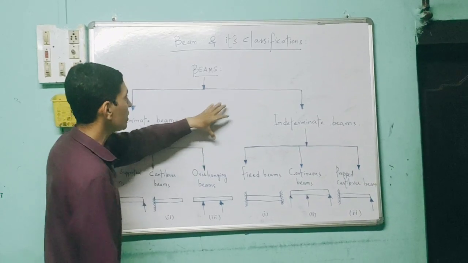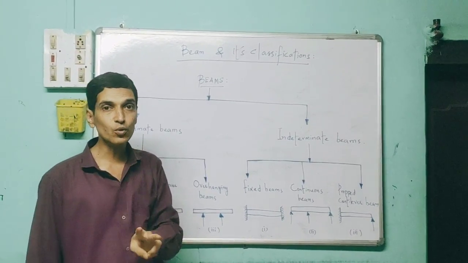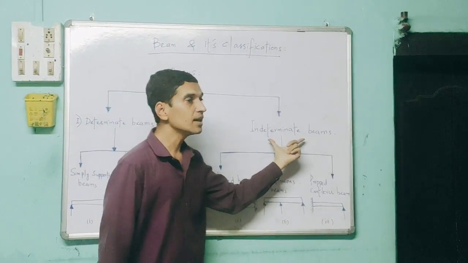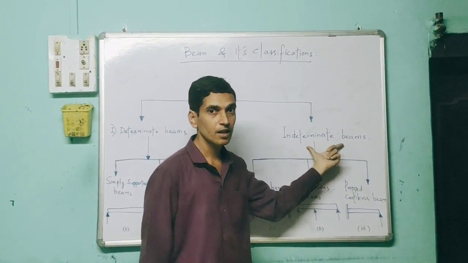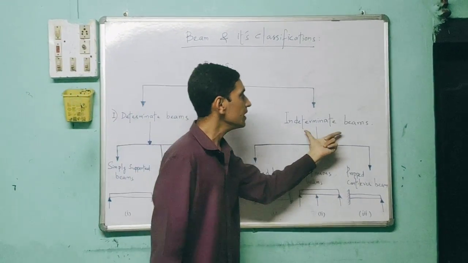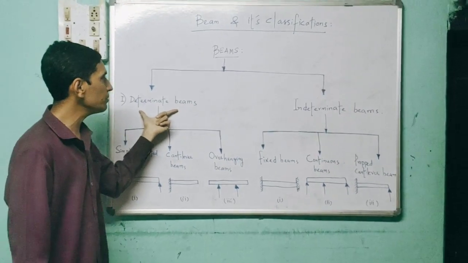Right? Now coming to the classification of beams, the main classification of beams is into two types. One is determinate beams and the second one is indeterminate beams. And now we will study what determinate beams are.